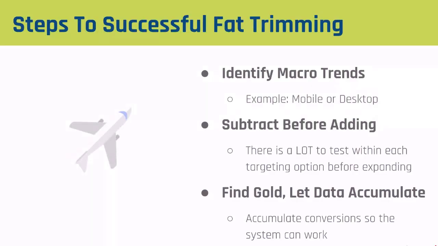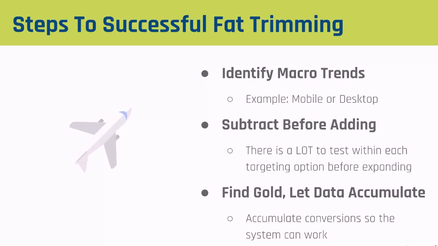So on a super high level, I want to identify the macro trends of like mobile versus desktop, figure out what's working. Second, I want to subtract before I add. There's so much to test. I want to weed out as many options as possible before I start expanding all my scale.